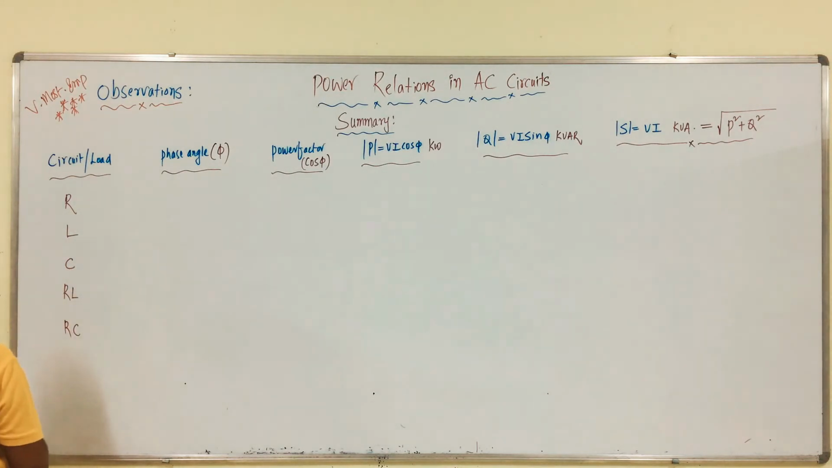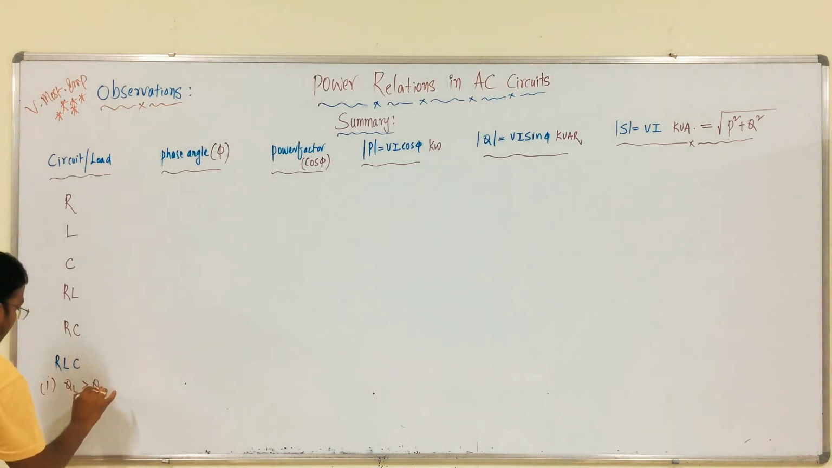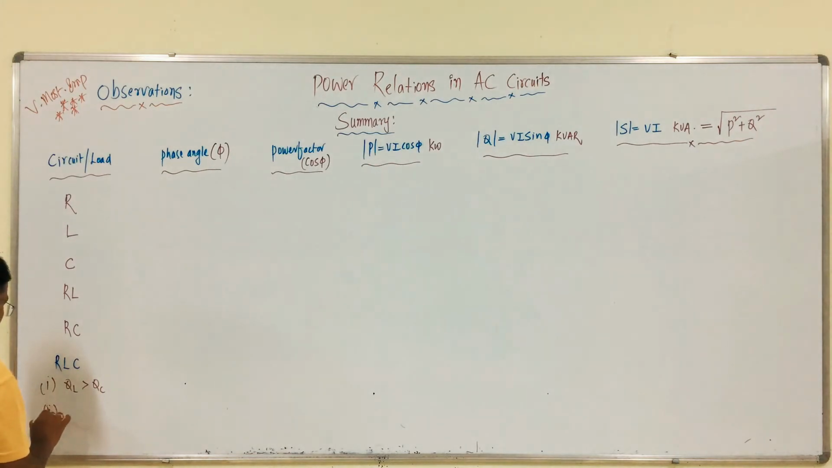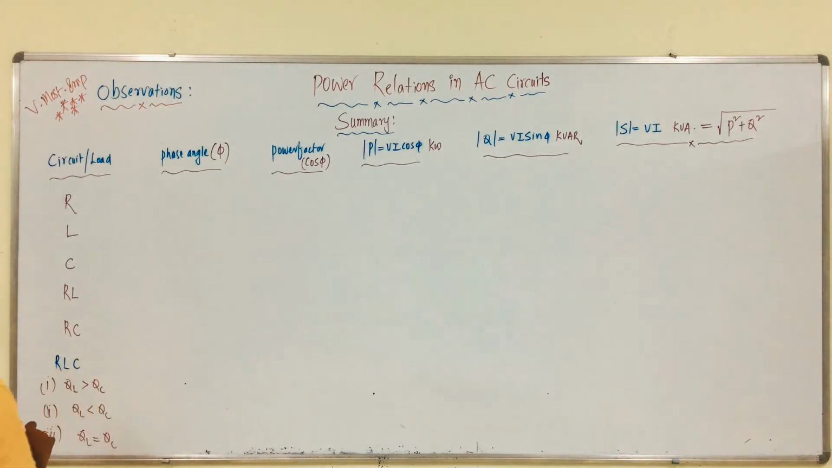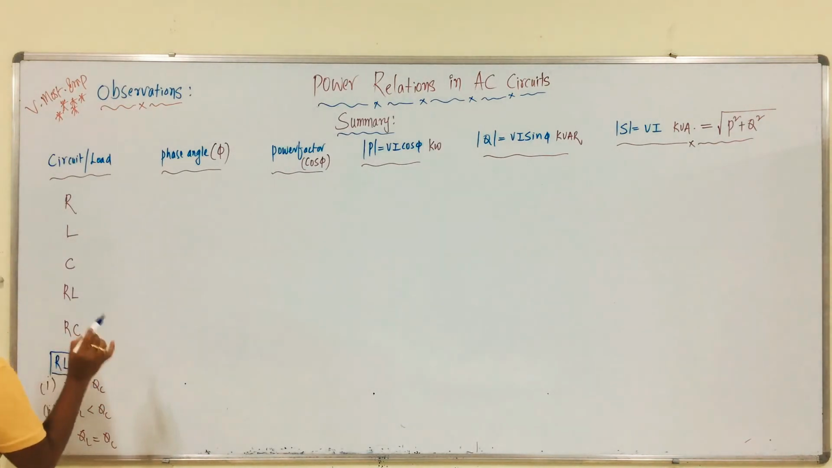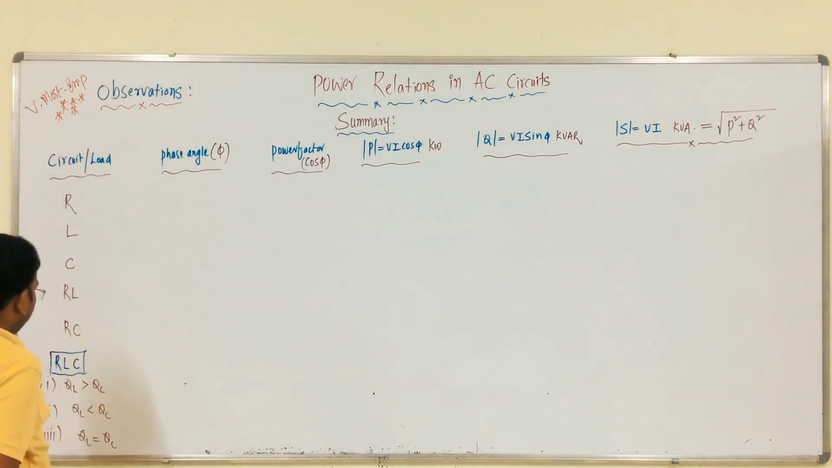In case of RLC, we have three types, right? That is, the first type is what? QL more than QC. Second one, QL less than QC. Third one, QL is equal to QC. This is the last type. Okay. Here, for the circuit or load, we have these many types of loads.